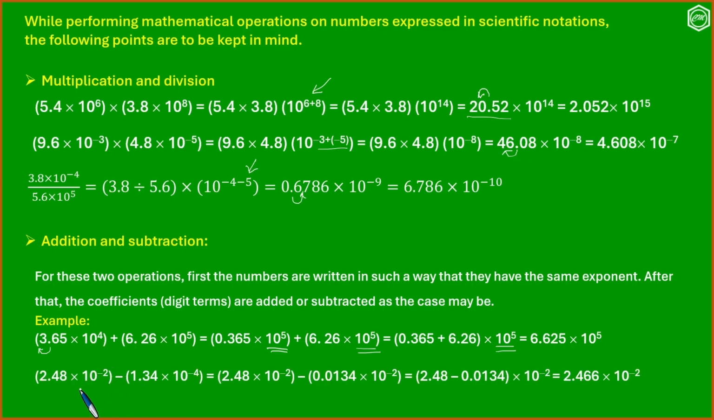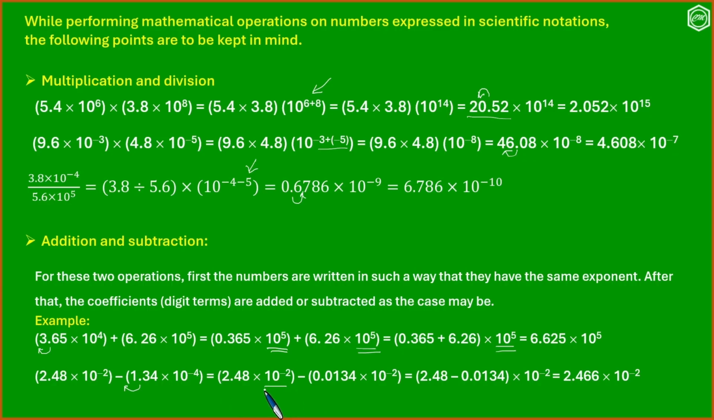Another example. Here the number is 2.48 into 10 raised to minus 2 minus 1.34 into 10 raised to minus 4. We can either make this exponent minus 4 or this minus 2. Suppose that we convert this to minus 2. So 2.48 into 10 raised to minus 2. So to convert this number into 10 raised to minus 2, we move the decimal two places towards left so that it is 0.0134 into 10 raised to minus 2.